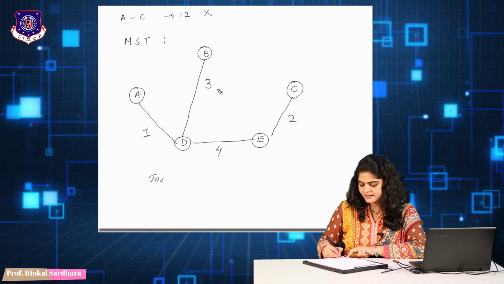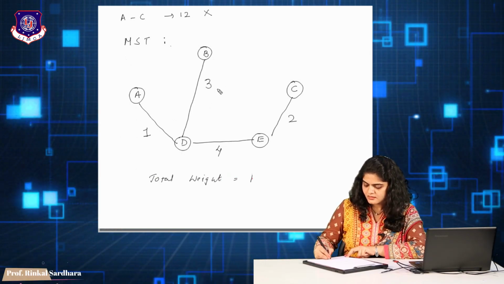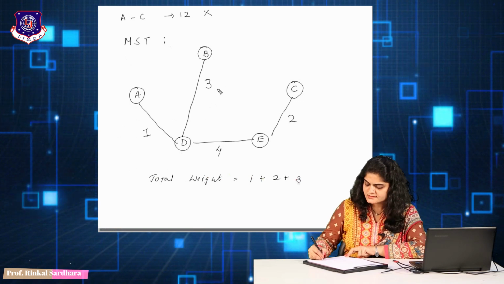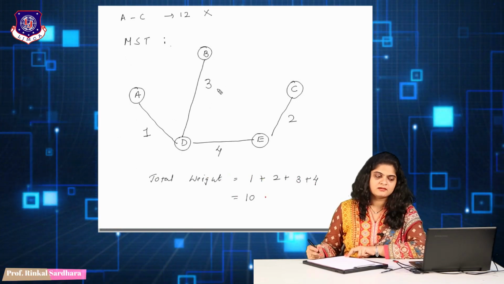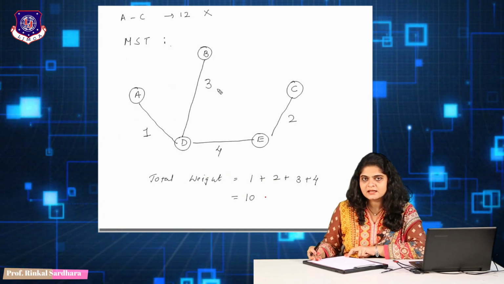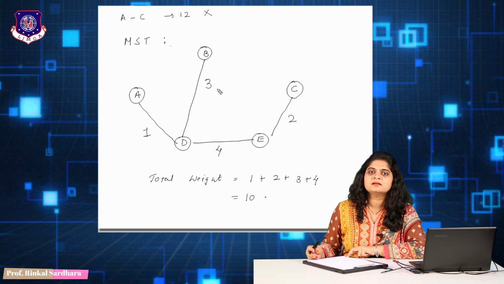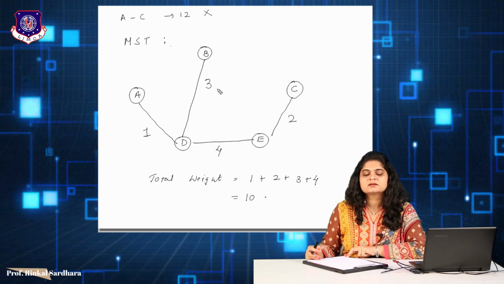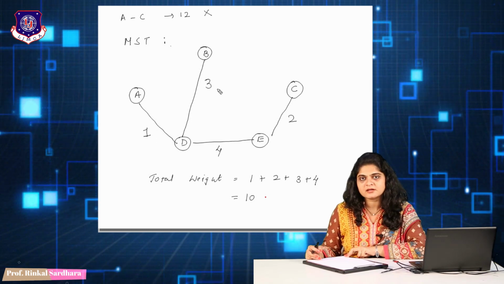The total weight is 1 plus 2 plus 3 plus 4. Total is 10. The minimum spanning tree is ready. The application of this algorithm is to find the shortest path, and it is also useful in computer networking.